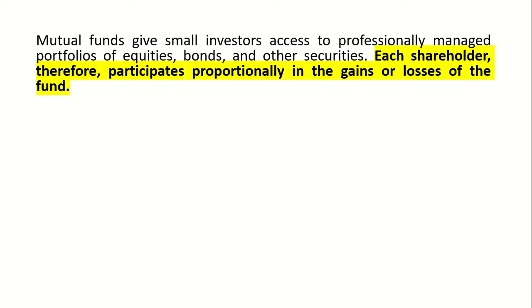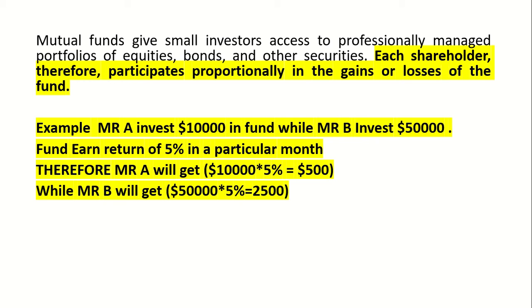Now let's understand it with an example. Mr. A invests $10,000 in a fund while Mr. B invests $50,000. So in total we have a $60,000 investment received in the mutual fund. The fund then earns 5% in a particular month. So whatever investment is received is utilized by the fund manager to invest in different securities. The securities investments provide a monthly return of 5%. This return is then proportionately divided between the investors as per their investments.